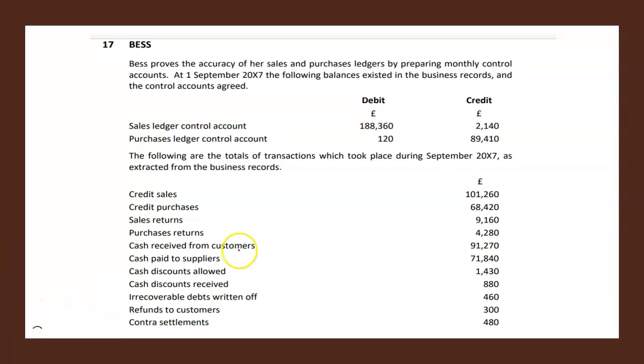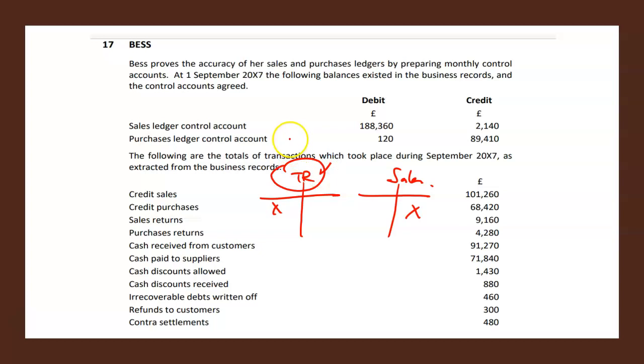Let's see what we have to play with. I think what I'll do is I'll put in everything that we have here, and then we'll deal with the adjustments, right? So what do we have? We have credit sales. If we're talking about credit sales, what you're saying is debit trade receivables, credit sales, right? This is the account we're interested in, the sales ledger control account. So it's going to be 101,260.